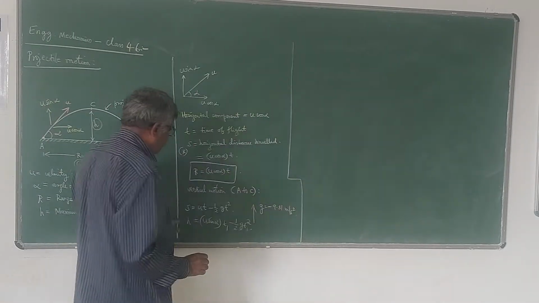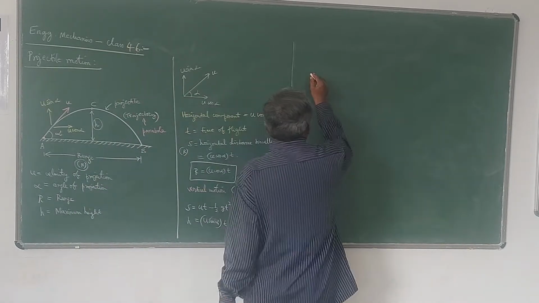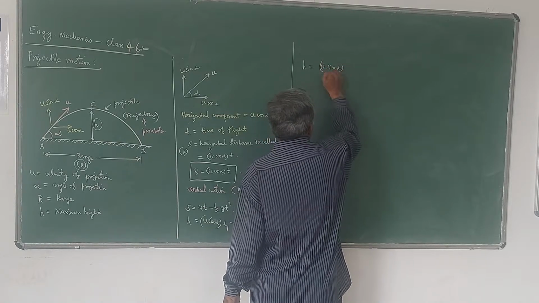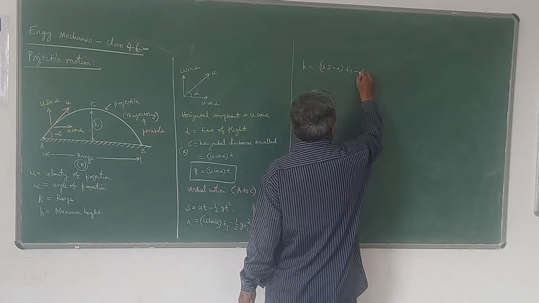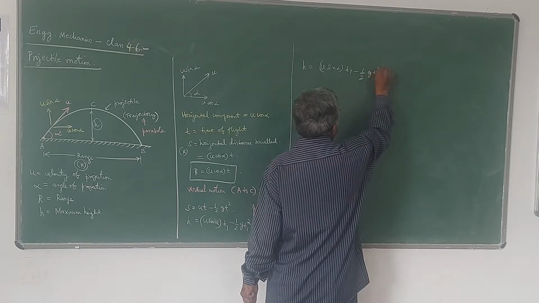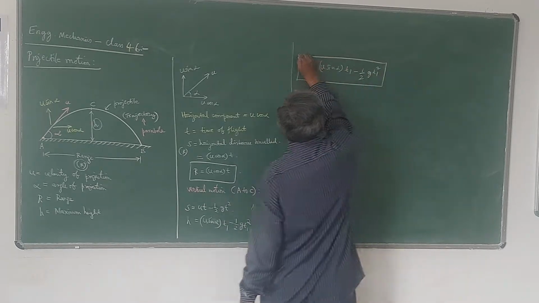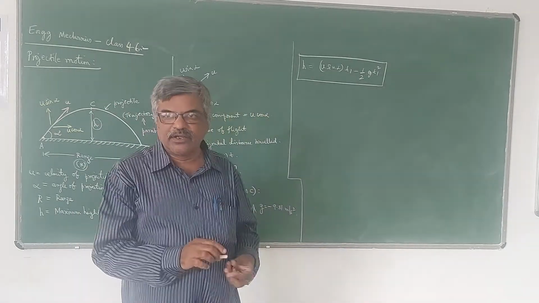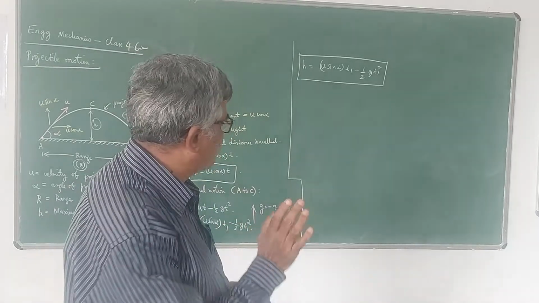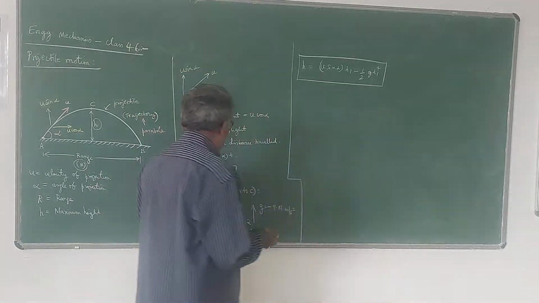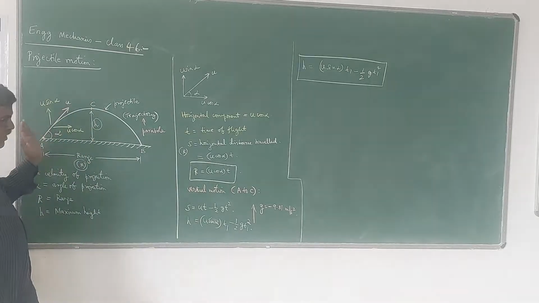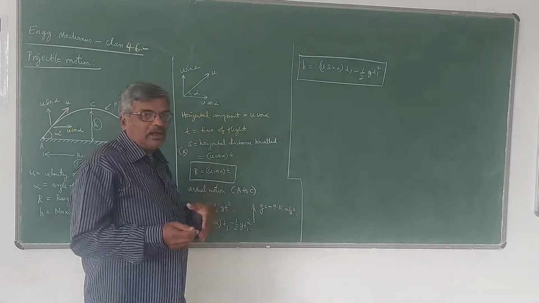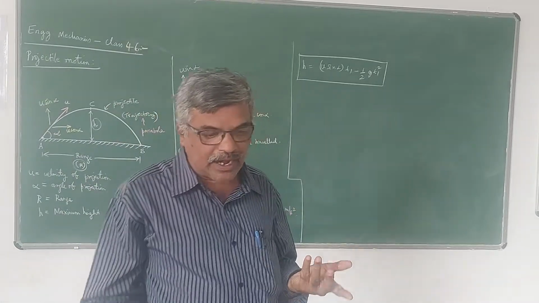Now, if you use this equation, I can write h is equal to u sin alpha times t1 minus half into g into t1 square. So this is the vertical motion equation. This is the horizontal motion equation. This is the vertical motion equation. Like this, we have to consider two motions of the projectile: one in the horizontal direction, another in the vertical direction. The combined motion is the inclined motion.